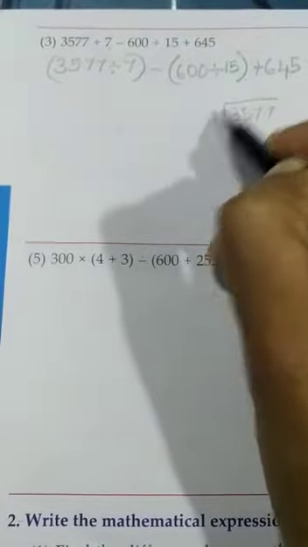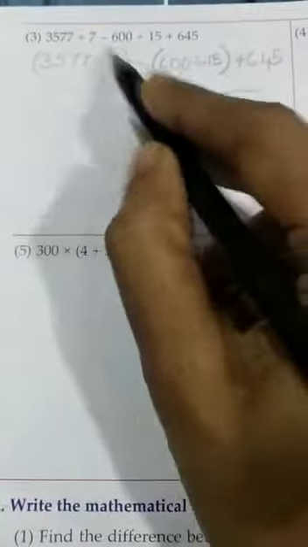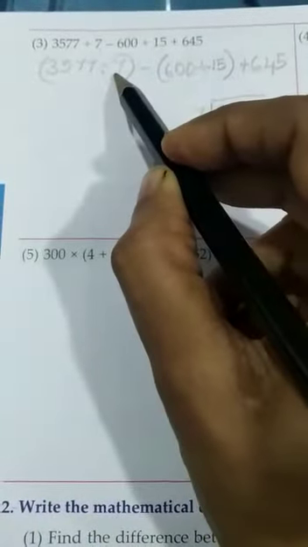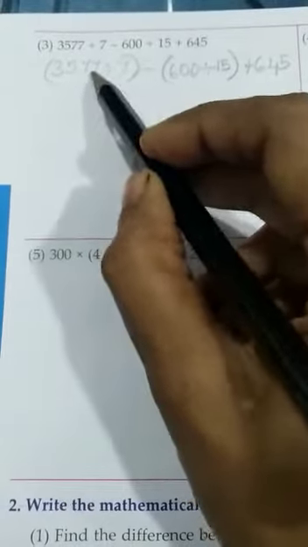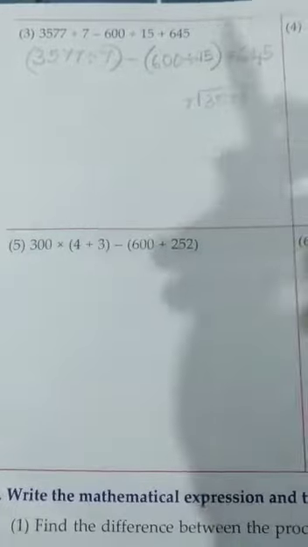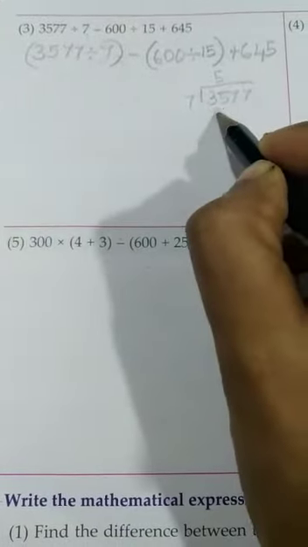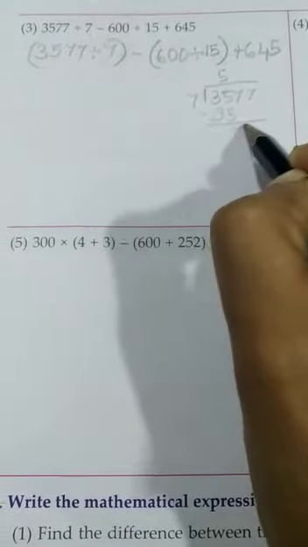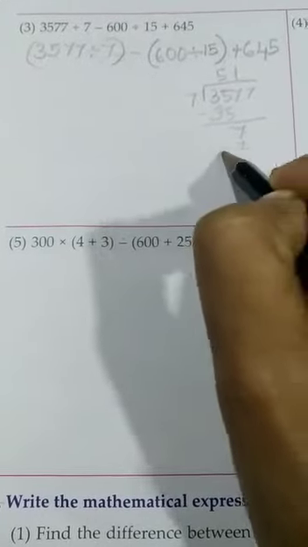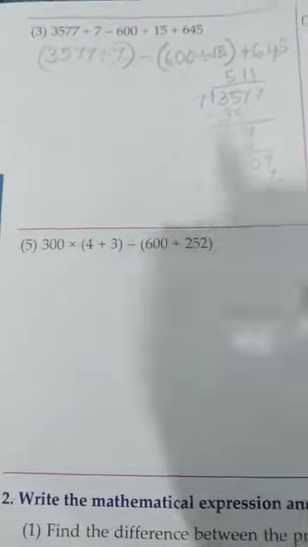That is 3577 divided by 7. I am doing it here, after that I will be erasing it. I have put the brackets so that you divide this one by 7, 600 by 15, and you find the difference and add this also, 645. Now let us do the division. This will go 5 times 35 minus 7, once, minus 7, 0, 7, once, minus 7. So this one is turning out to be 511.